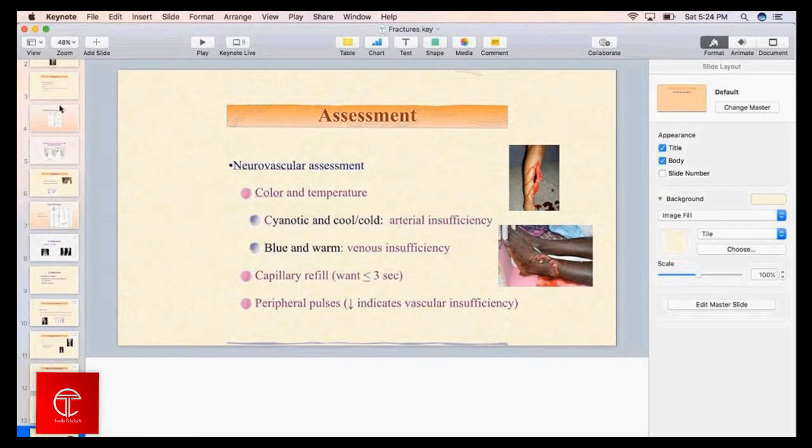Usually in a normal individual, the capillary refill appears in less than 2 to 3 seconds. Yeah, exactly, 2 or 3 seconds. Less than 3 seconds.